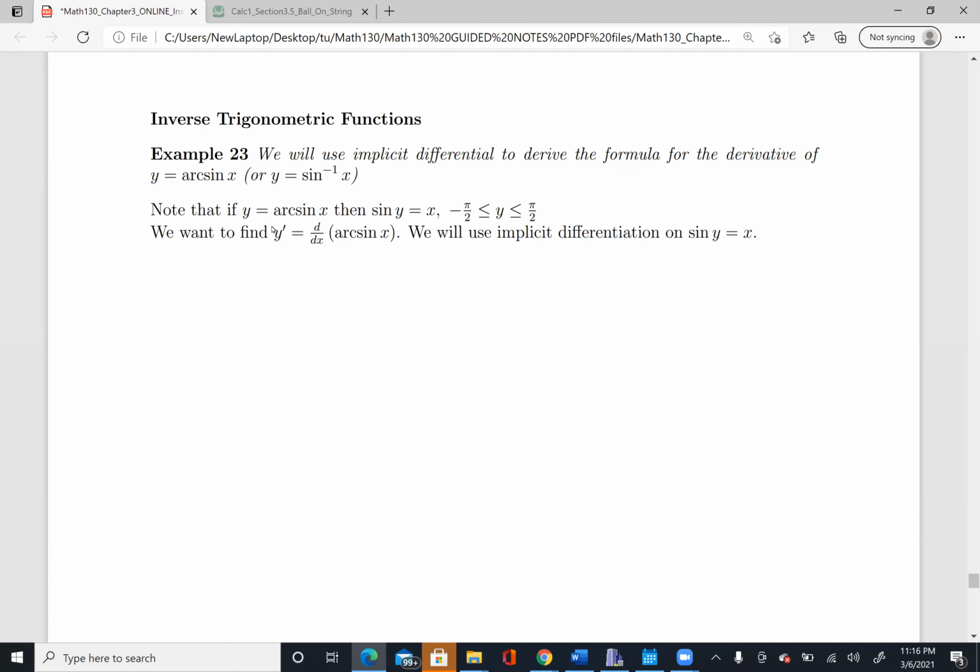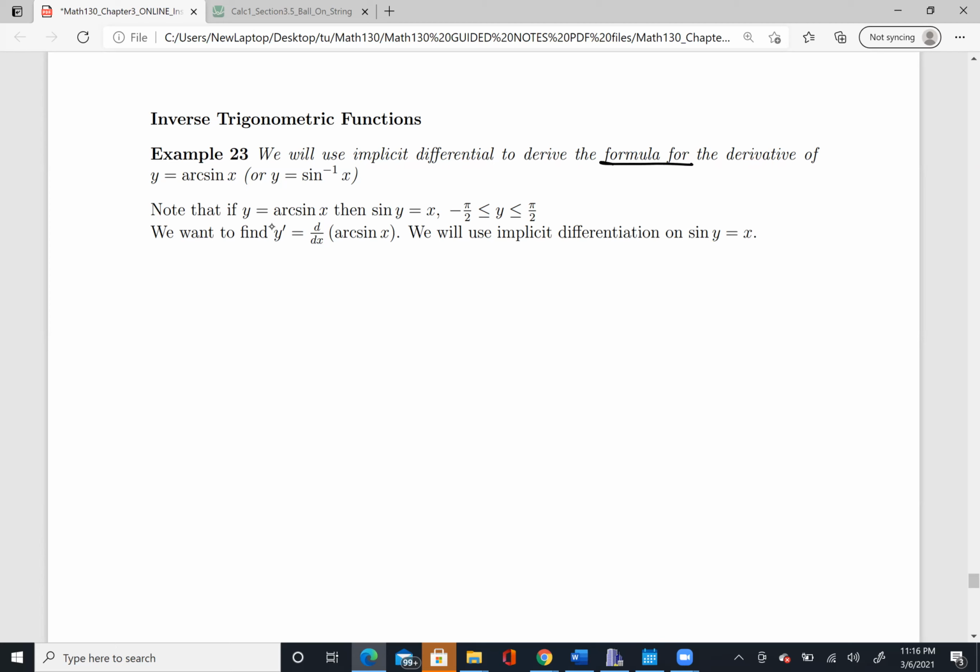Okay, so we come back talking about the derivative of inverse trigonometric functions. So we start with example 23, and in this example, we will use implicit differentiation to derive the formula.